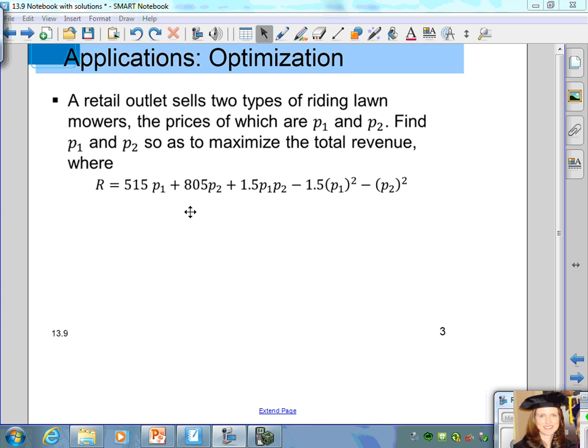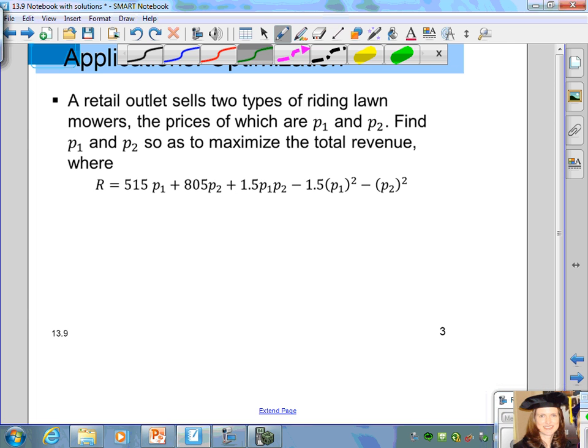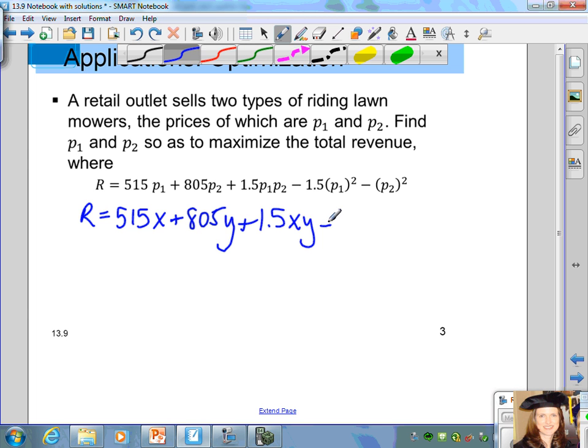Now we do have P1s and P2s here. You may, if you like, rewrite this equation. So you get R equals 515, replace any P1 with X, and replace any P2 with Y, to get this equation with X's and Y's. And notice that this is an equation of revenue in terms of two variables, so it's a function of two variables, so you can use the second partials test to determine the relative extrema.